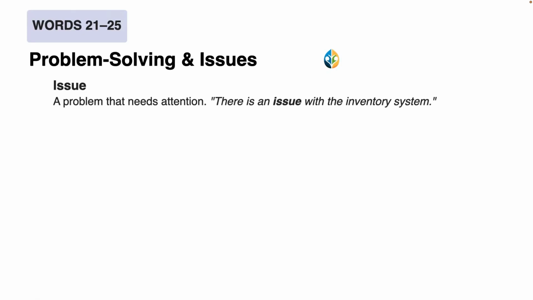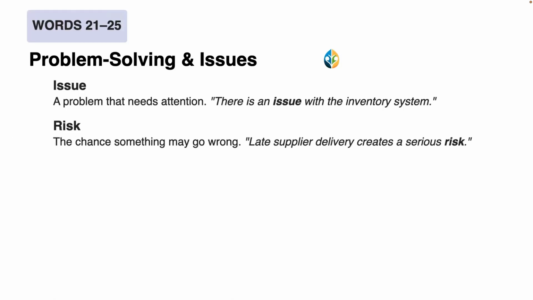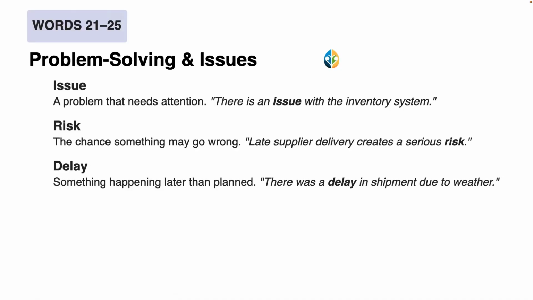Our next group of words, problem solving and issues. Issue. A problem that needs attention. There is an issue with the inventory system. Risk. The chance something may go wrong. Late supplier delivery creates a serious risk. Delay. Something happening later than planned. There was a delay in shipment due to weather.